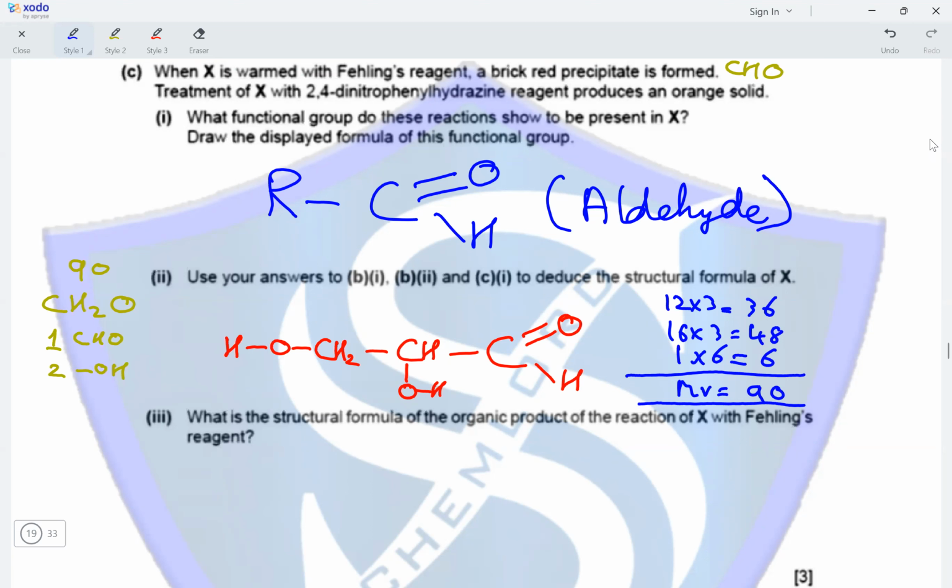What is the structural formula of the organic product of the reaction of X with Fehling's reagent? So when X reacts with Fehling's reagent, the aldehyde group is oxidized to a carboxylic group. So the alcohol groups would remain as they are, but the CHO group would be converted into the COOH group. So this would be HOCH2, CHOH, and then COOH. So this is the product upon the reaction of compound X with Fehling's solution.